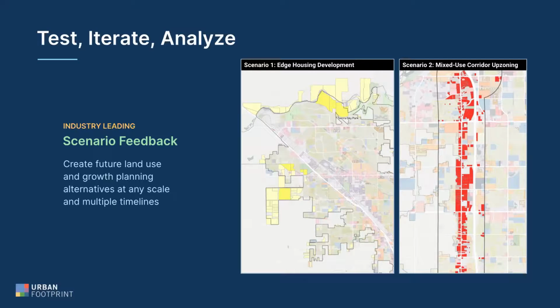We also want to make you very aware of the idea that you can actually test, iterate, and analyze within the UrbanFootprint platform. So we really are an industry-leading feature set here. We provide scenario feedback very quickly within the platform. So you can actually look at the yields that you're getting off of certain scenarios very, very early in the process.